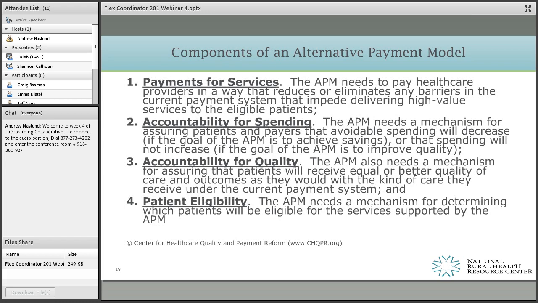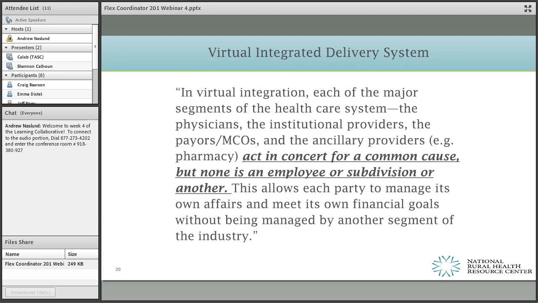Last week, we also touched on what the components were for alternative payment models, and I won't belabor these. We talked about them a bit last week, but what's interesting to note is each and every one of these ties into the definition of clinical integration and can be achieved under clinical integration. So it aligns very well with alternative payment models to be in a CIN.